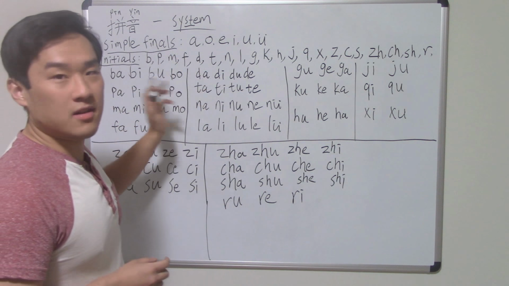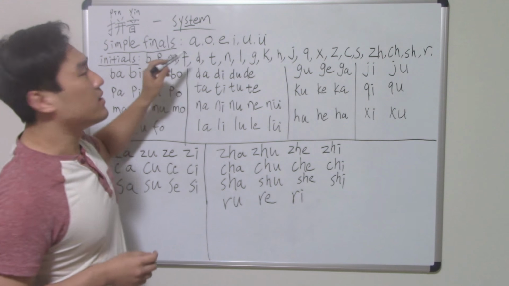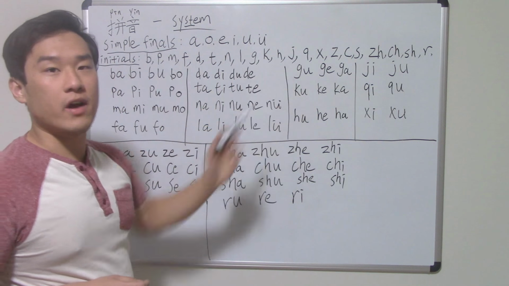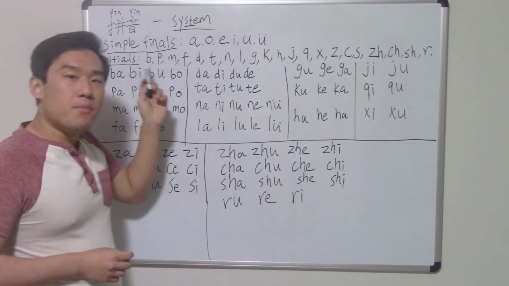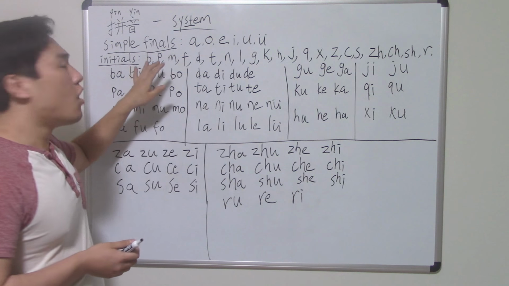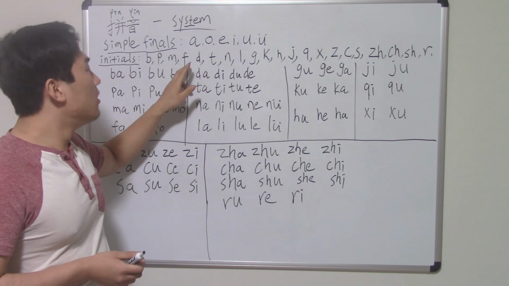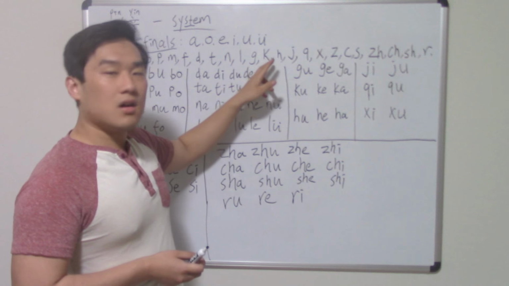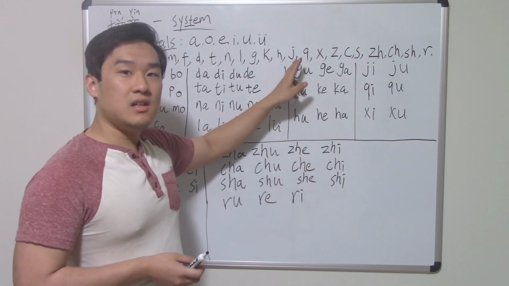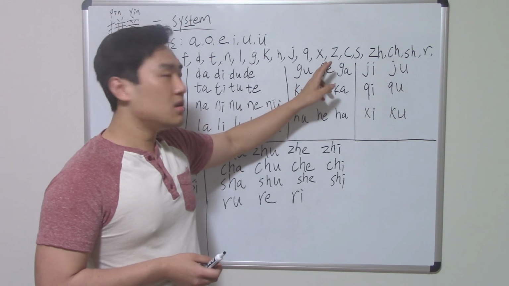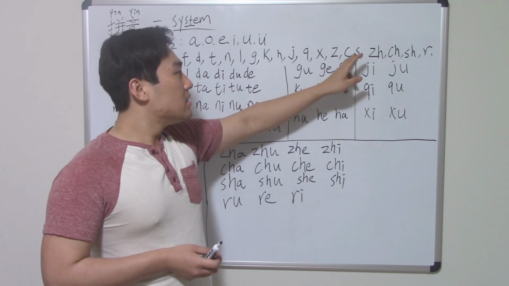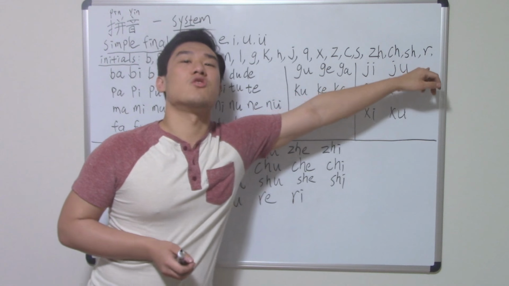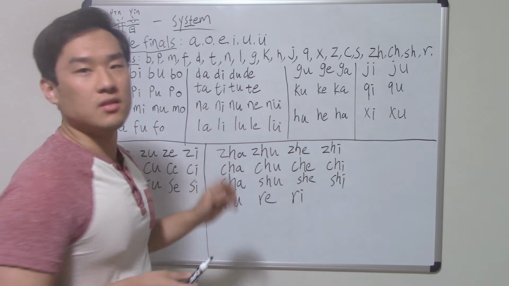So all the simple finals, I'm just going to do a quick review of how to say those. That's all the simple finals, and all the initials will be bo, right? It's kind of like English. So bo, mo, de, te, ne, le, ge, ke, he, ji, qi, xi, zi, ci, si, zhi, chi, shi, and the last one, ri. So that's all the initials with the finals.